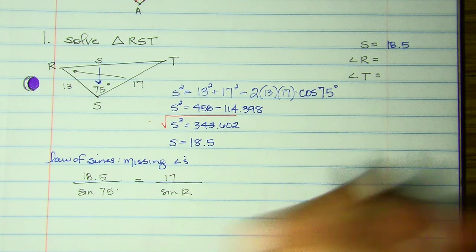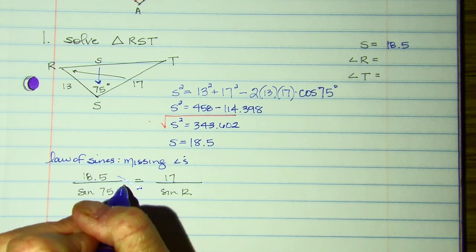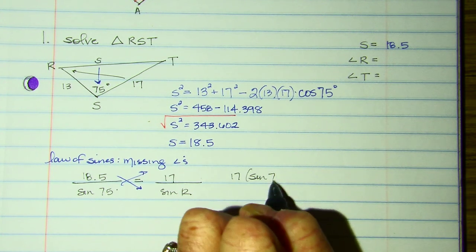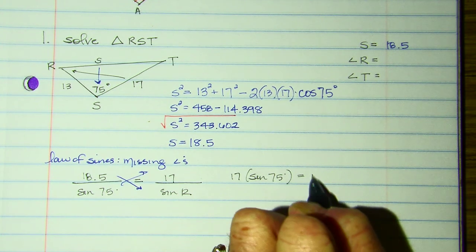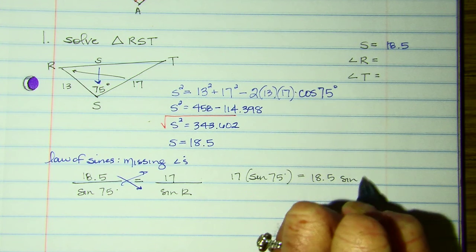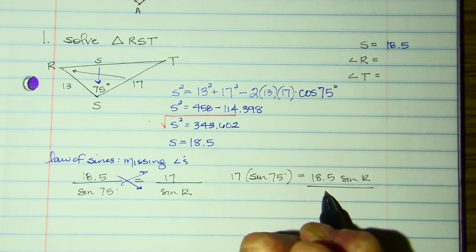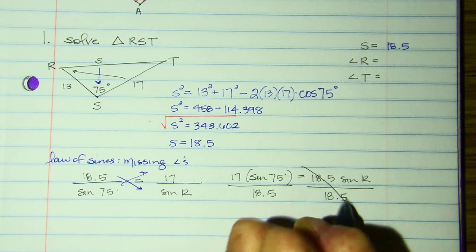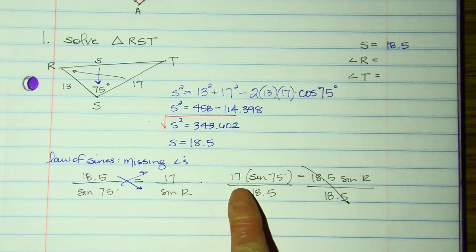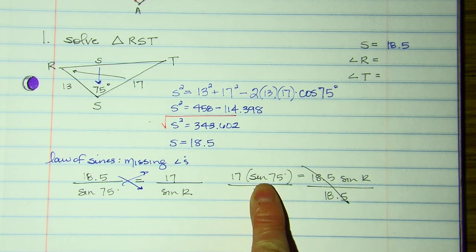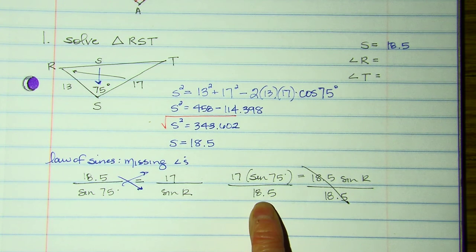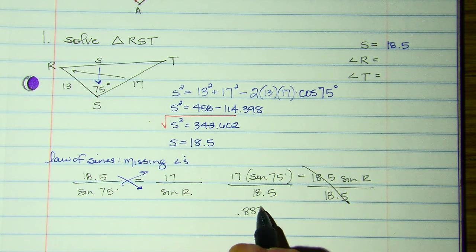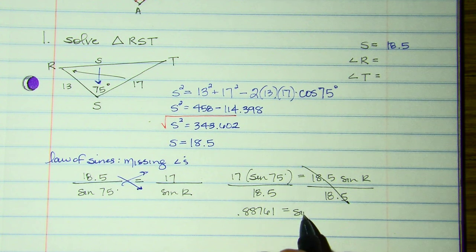Remember, we're going to cross multiply. So 17 times the sine of 75 degrees equals 18.5 times the sine of R, and we would divide by 18.5. And so that's what I'm going to do. I'm going to enter 17 times the sine of 75, and divide by 18.5. And I got 0.88761 equals the sine of R.